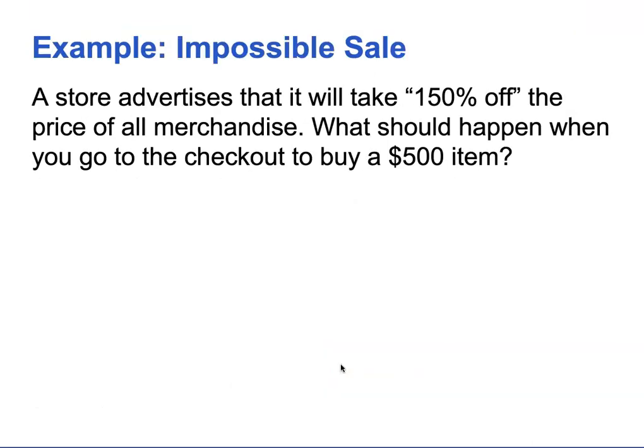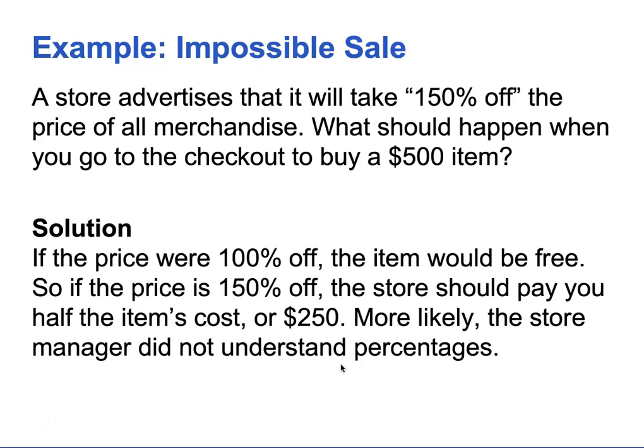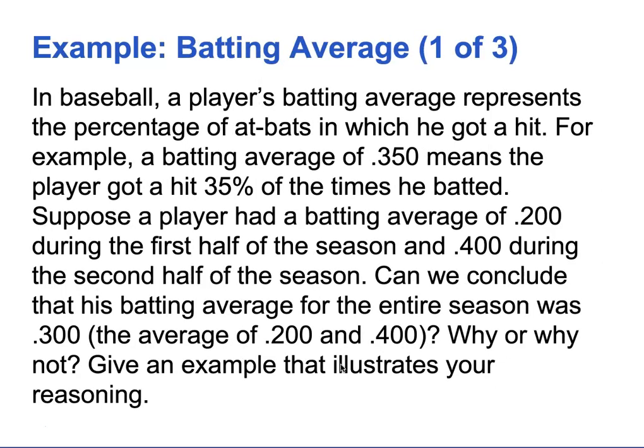The next one, impossible sale. The store advertises that it will take 150% off of the price of all merchandise. What should happen when you go to check out to buy a $500 item? For example, if the price were 100% off, then it would be free, correct? So if the price is 150% off, then the store would pay you to actually come in and buy it, half of what it was. So more than likely, the store manager doesn't understand percentages if he expects to pay you to come in and get these items.